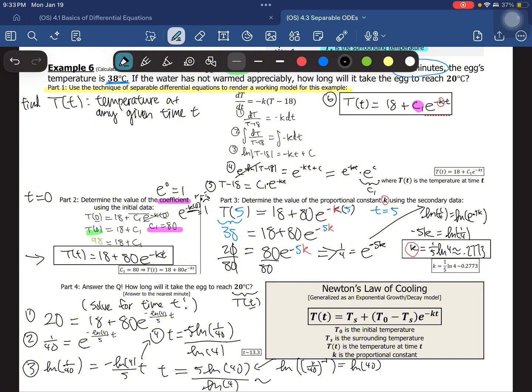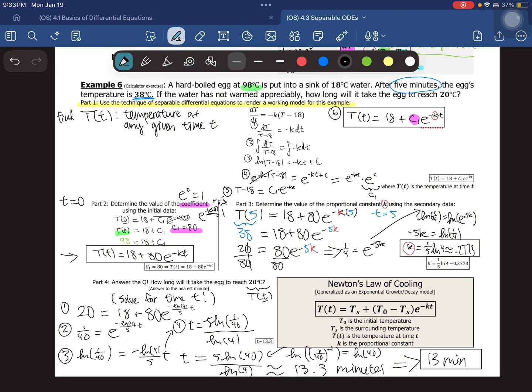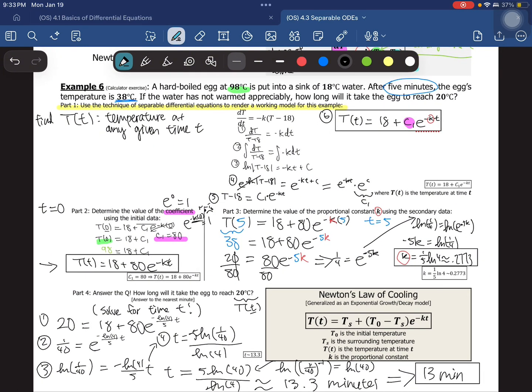And if you punch this into your calculator, you should get approximately 13.3 minutes. But it does say answer to the nearest minute, so we're going to round this to 13 minutes. Phew, what a problem. We're finally done. We did a lot today. We looked at separables and we also looked at an application. So great job. You made it to the end.